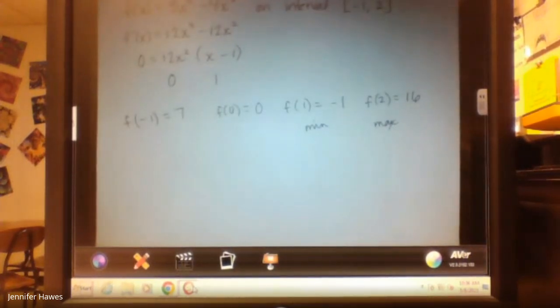Okay, so on just this interval, where x equals 1, that's a minimum because that hits the lowest. And then f of 2, that's where I'm going to hit my max. And that is just, like I said, on a certain interval. It's not the whole graph, just a piece of this graph. And that's all that is.